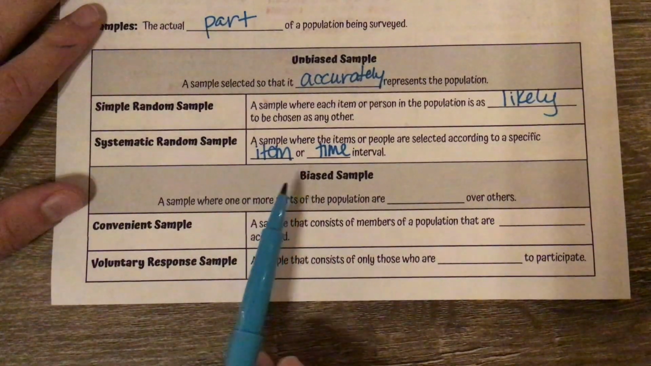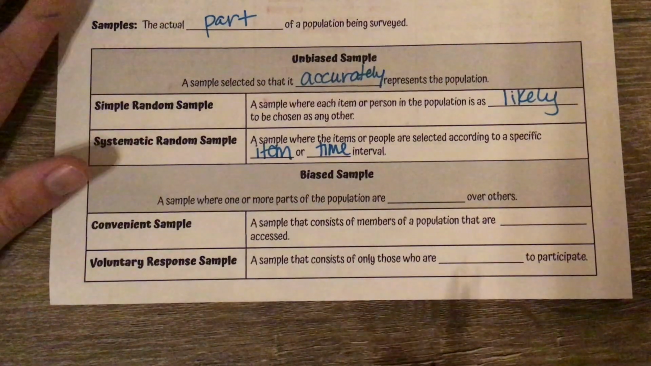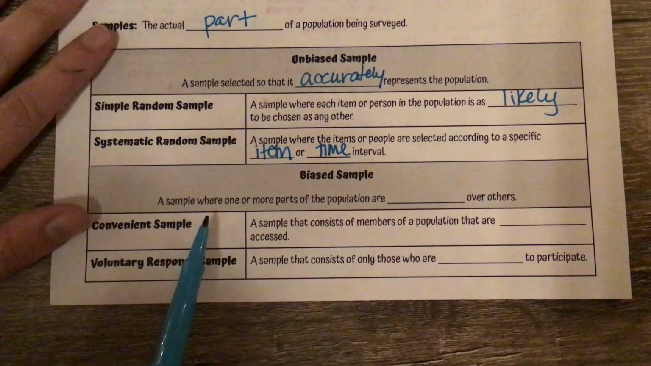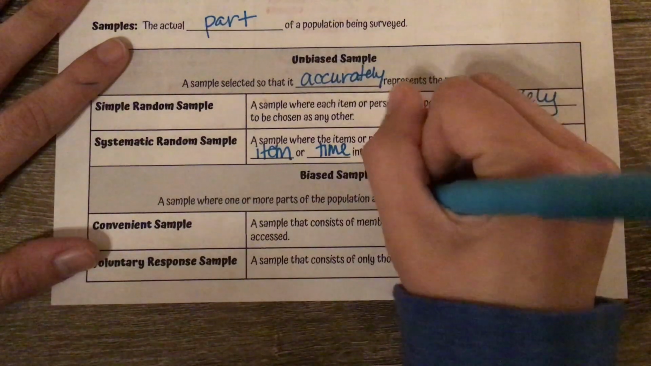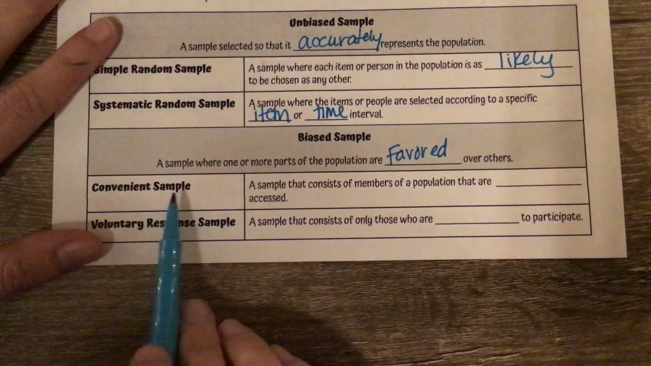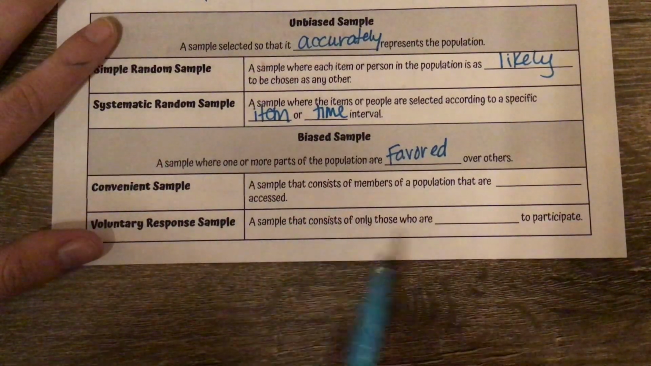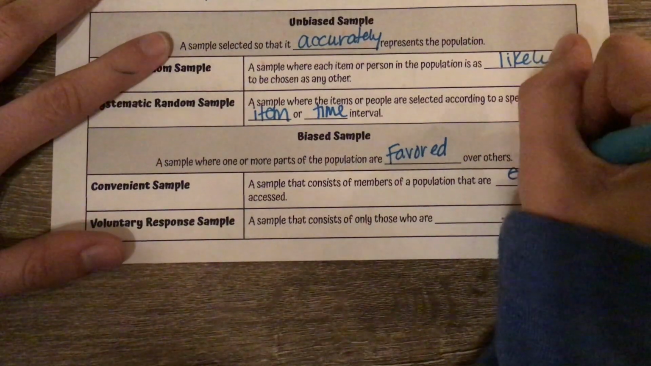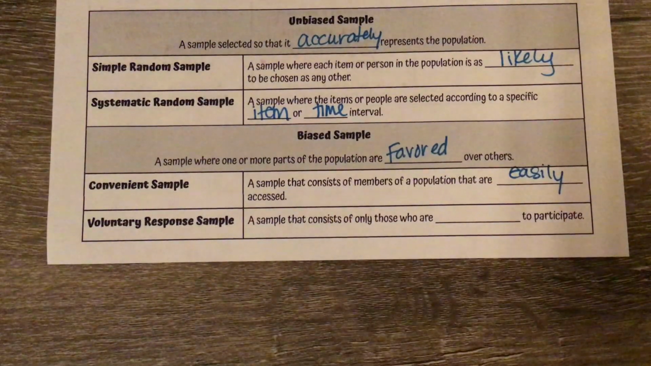Then we have biased samples that don't really accurately represent the population. So this is a sample where one or more parts of the population are favored over others. The two types that we're going to look at are convenient sample, which is a sample that consists of members of a population that are easily accessed. So for example, if I wanted to find out the average height of students in Middle South, but I only asked our sixth grade class, that's not representative of the whole population, because sixth graders are probably shorter than seventh and eighth graders. But that was convenient for me. It was easy for me.